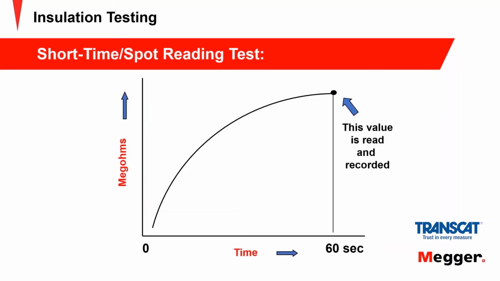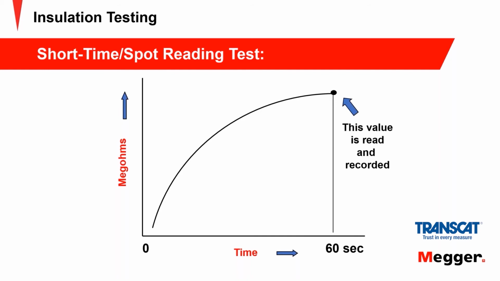This is a fundamental representation of what is called a spot reading test, which is basically just the simplest one. It's hooking up your alligator clips, pressing your test button, and getting a reading. So note that the reading is going to change over time, and it's going to go higher. And the reason it's going higher is because your charging currents are dropping out, and you're going to eventually get all leakage. And so this is why the time of the test is critical.